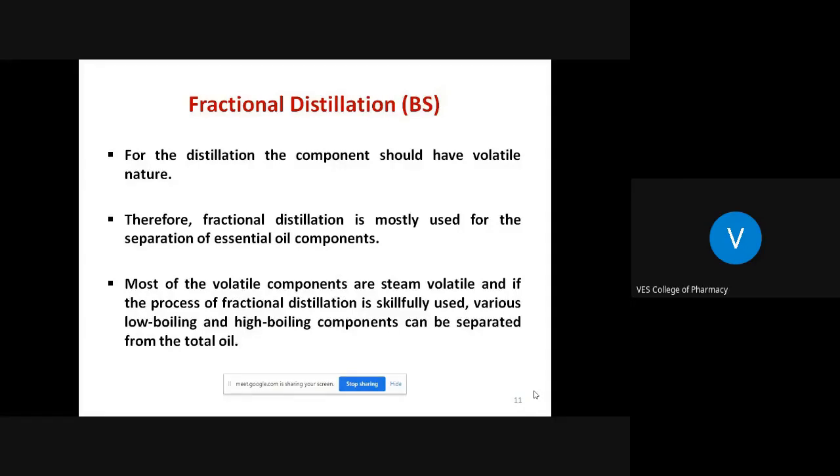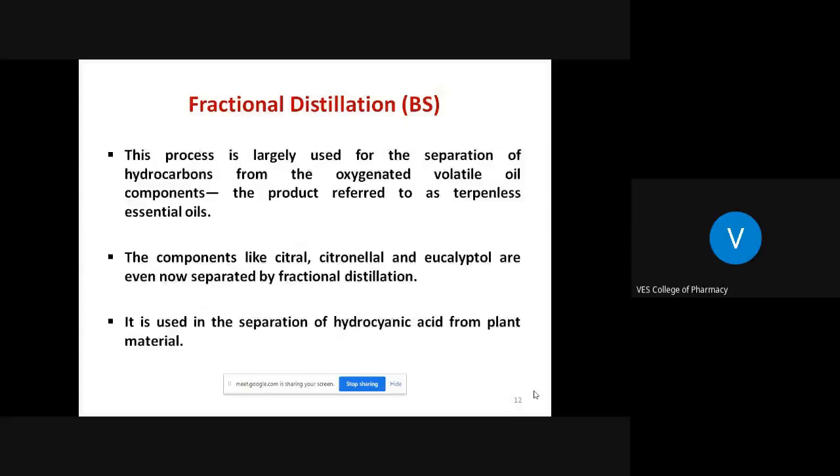Most of the volatile components are steam volatile, and if you follow the process of fractional distillation skillfully, various low boiling components and high boiling components can be separated from the total volatile oil. So if I want to separate a specific low boiling component from a high boiling component, I can go for fractional distillation. This process is largely used for the separation of hydrocarbons from oxygenated volatile oil components.